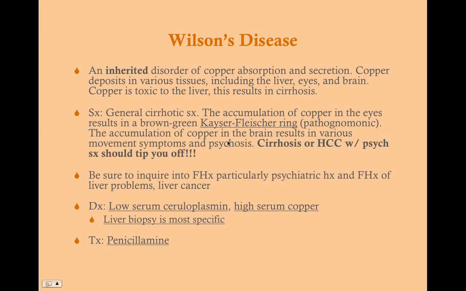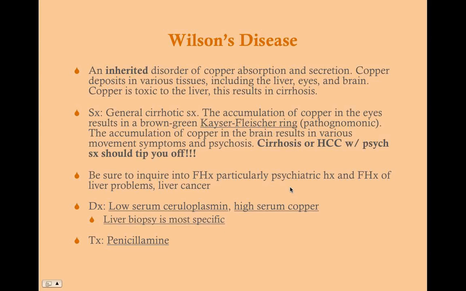Sometimes the USMLE will just come right out and tell you the description of a Kayser-Fleischer ring. You should be acutely aware of what that looks like, so that when they describe it to you, you know that this is Wilson's disease, because it doesn't occur in anything else. Again, because this is an inherited disease, you should be inquiring into the family history if Wilson's disease is on your mind, particularly a psychiatric history, and a family history of liver problems or liver cancer.